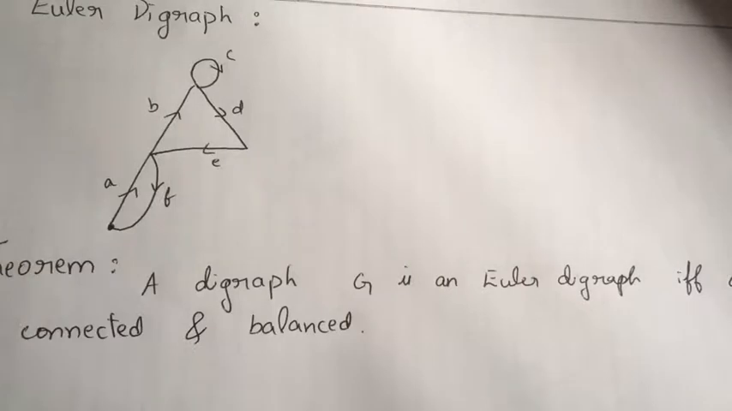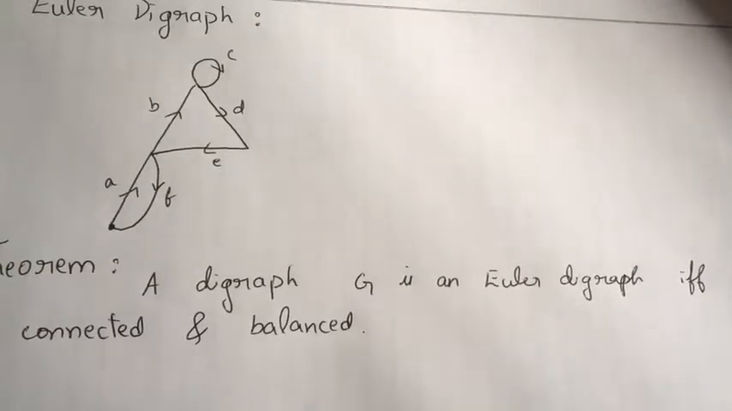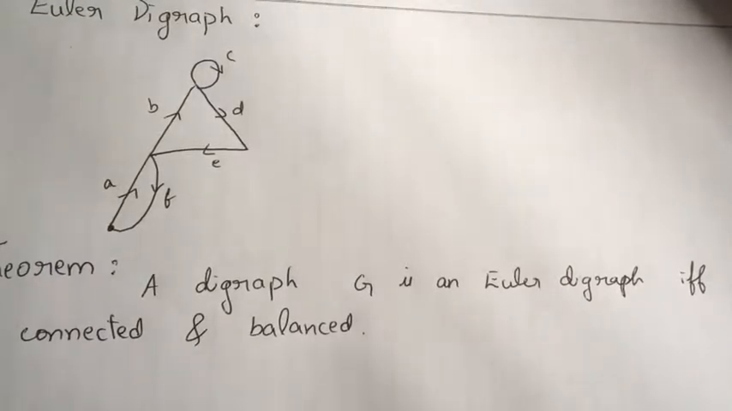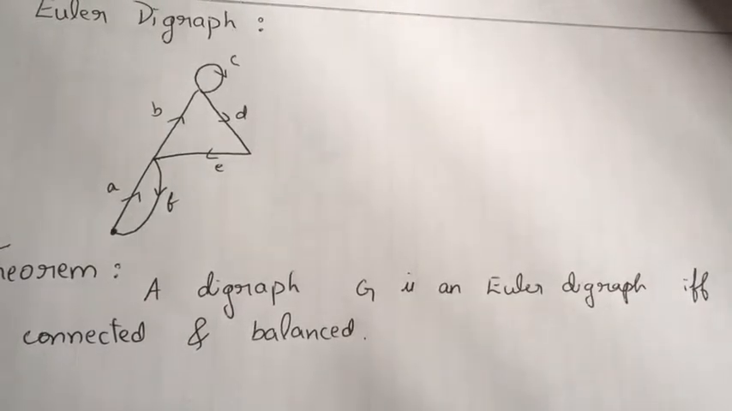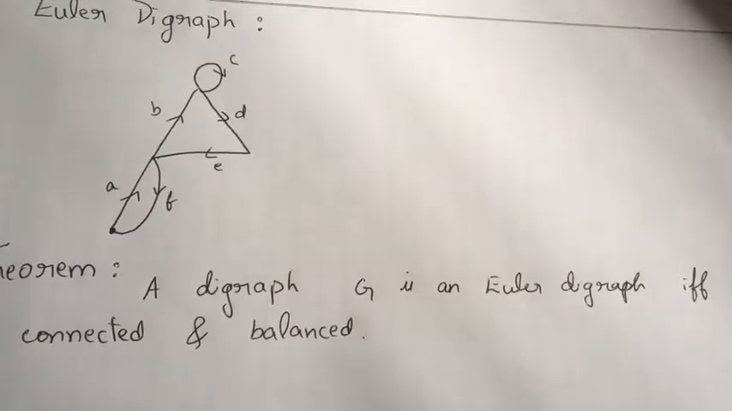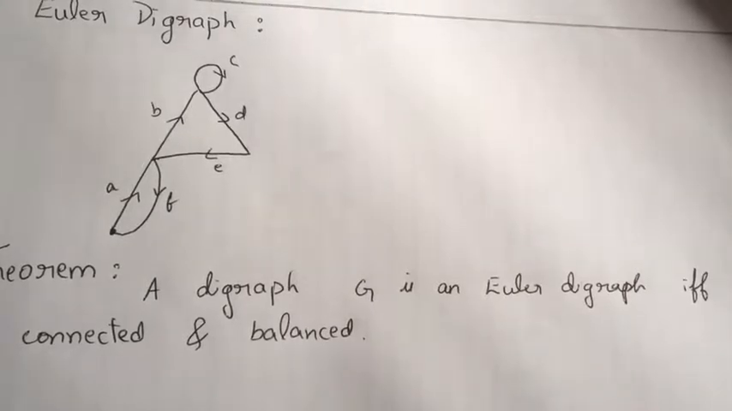So the thing is, when is a digraph an Euler graph? Clearly, the digraph must be connected with the possible exception of isolated vertices. Otherwise, every edge cannot be traversed in one walk. In fact, an Euler digraph must be strongly connected, although every strongly connected digraph need not be an Euler digraph.